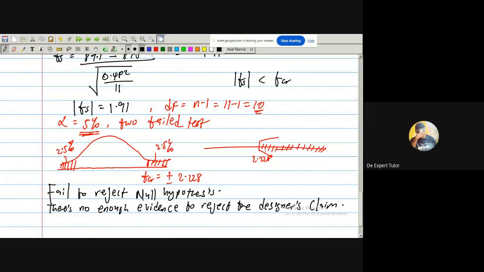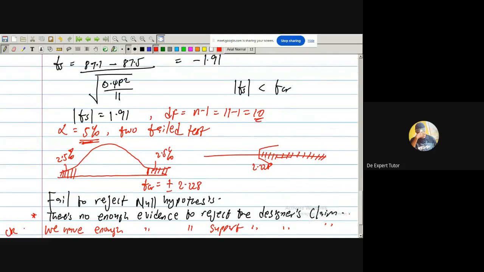This is another way of saying it. Or you say, we have enough evidence to support the designer's claim. Simple. That's it. Is that clear? Yes, that's clear. This is for when you are dealing with one sample.